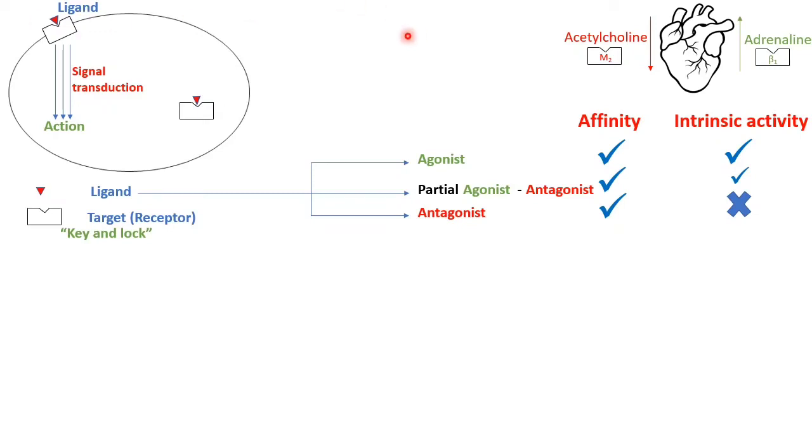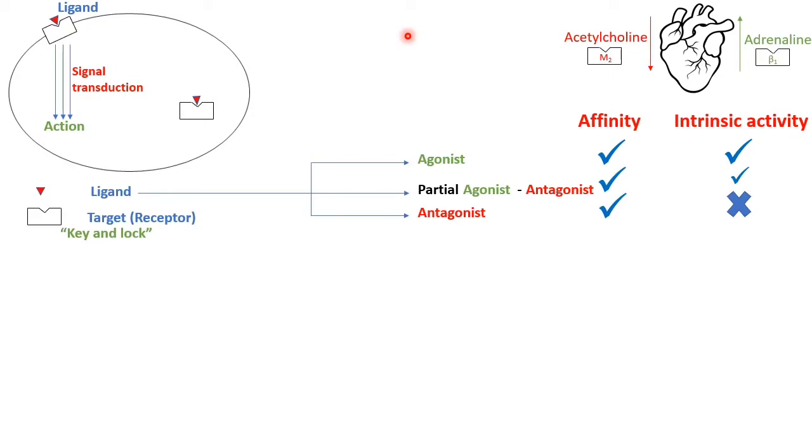So now we have a question. What would happen if we increased the dose of an agonist? What would happen to the response or the action that this agonist does? What if, for example, this agonist increases the heart rate like adrenaline?